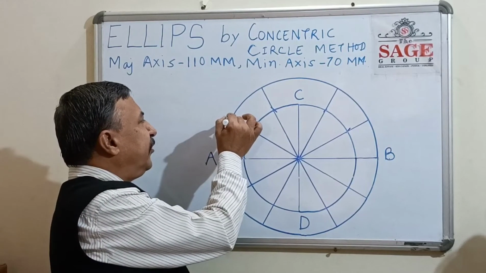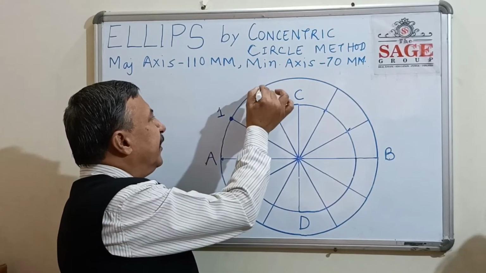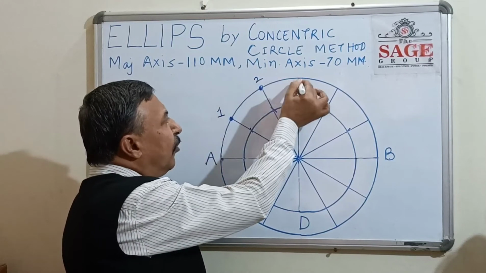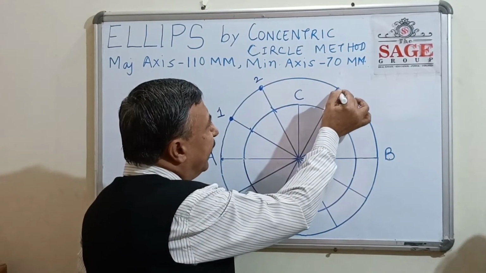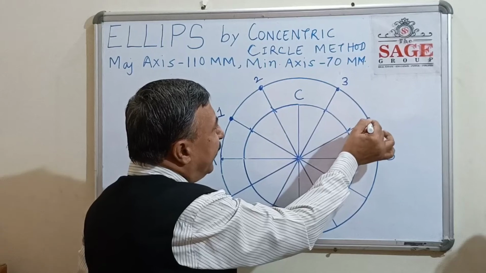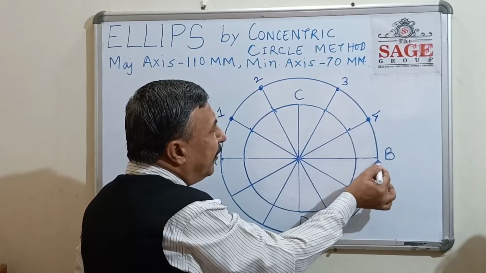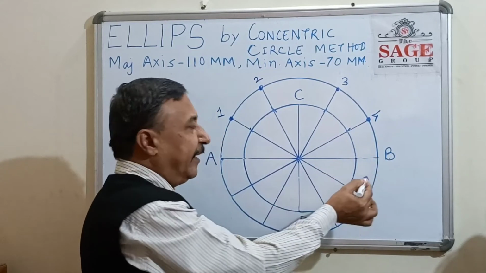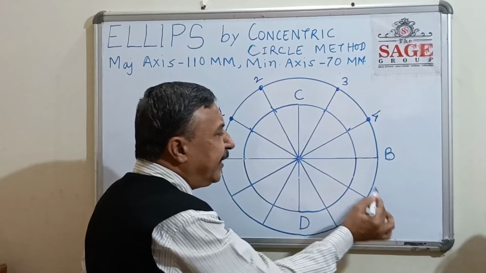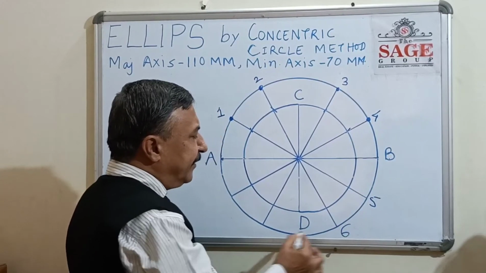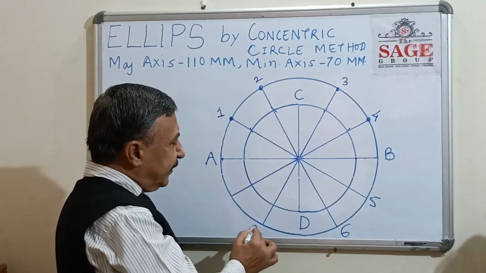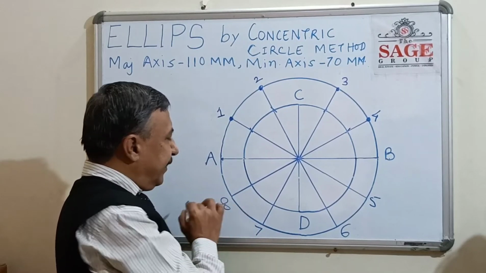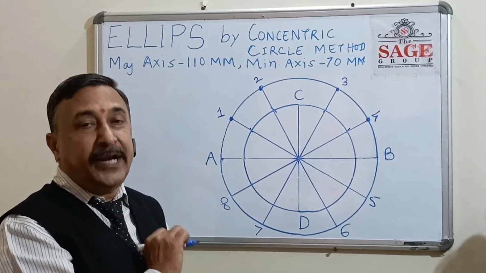See here, this point is 1, this point is 2, no point here, so this point is 3, this point is 4, AB is already here, so we write here 5, 6, here no point, then 7, then 8, meaning you get 8 points.